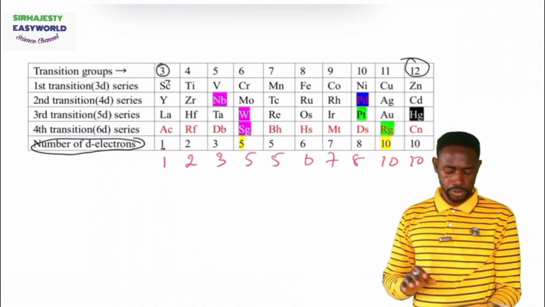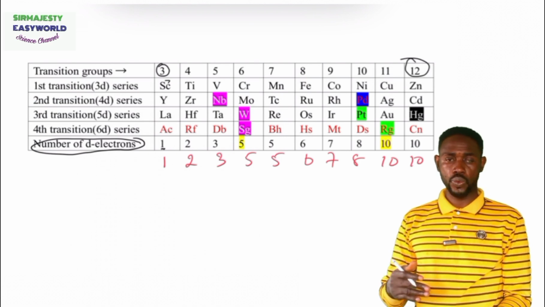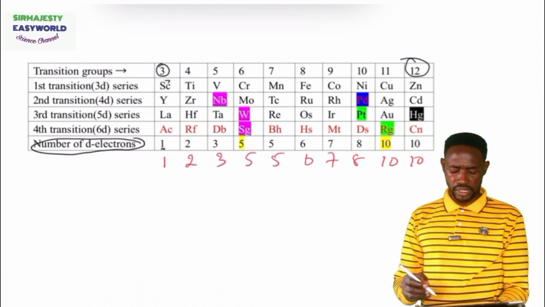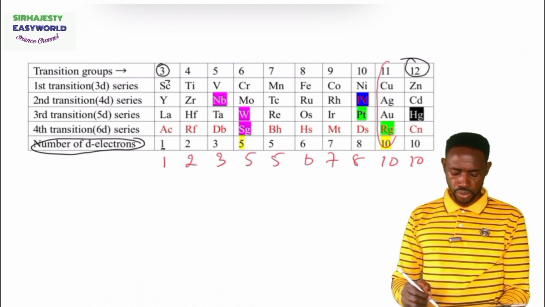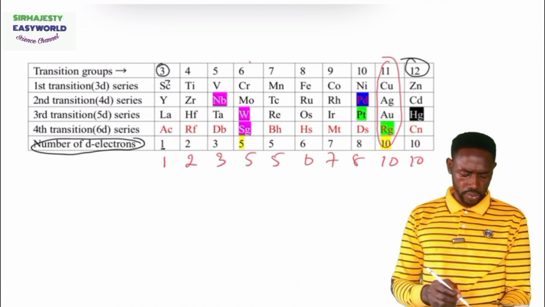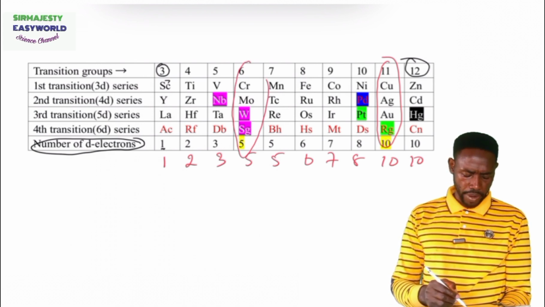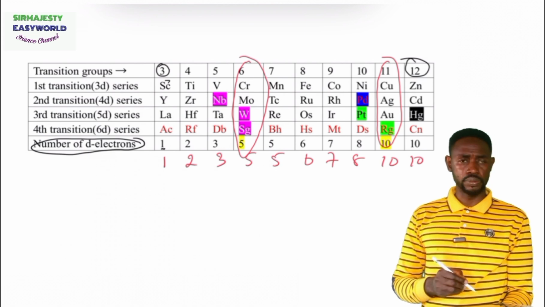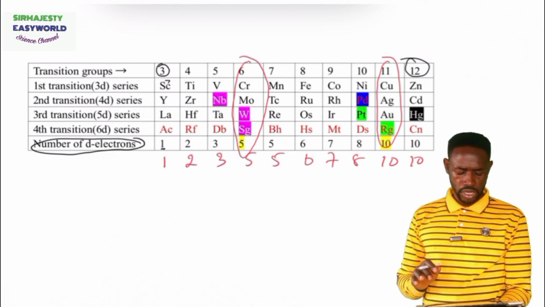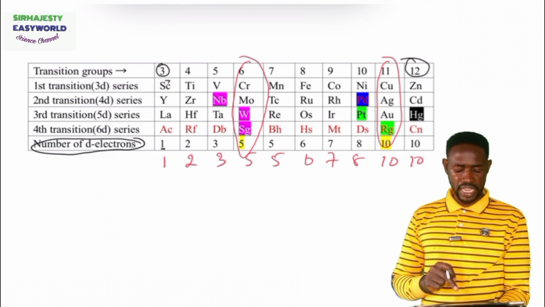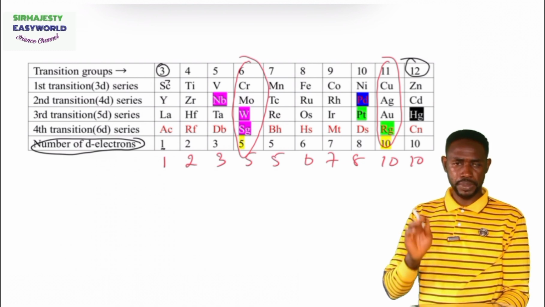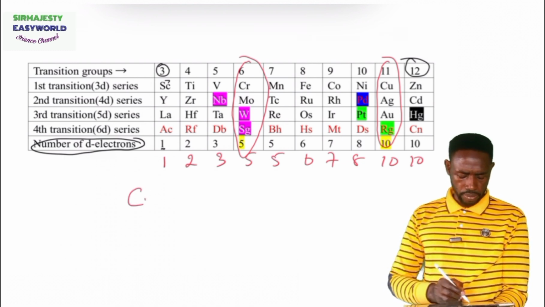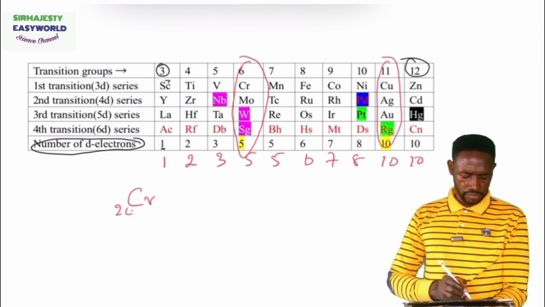These are exceptions that we will now consider when we write the configuration, which makes group 11 have some unusual configuration. In addition, with group 6, according to the IUPAC recommendation, that's transition group 6, chromium and molybdenum have unusual configuration. Instead of ending in d4, they end in d5.